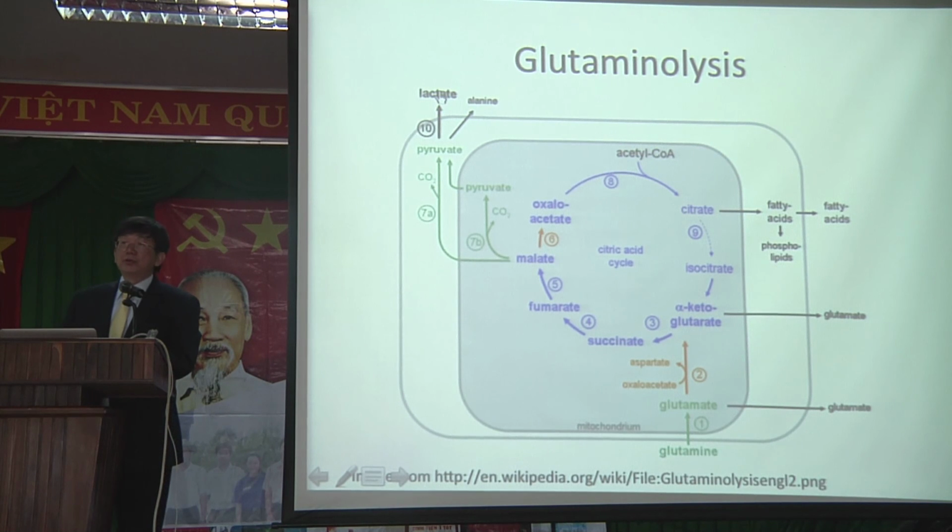So as you can see here, lactate can come from glutamine. When we do experiments and measure glycolysis, if we are only measuring lactate production, we have to be careful.